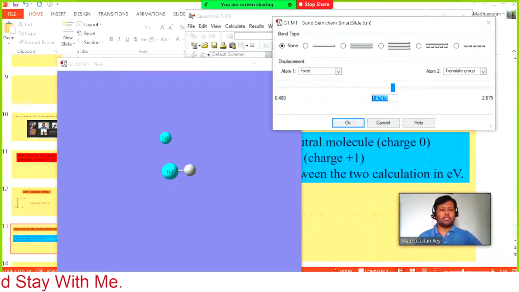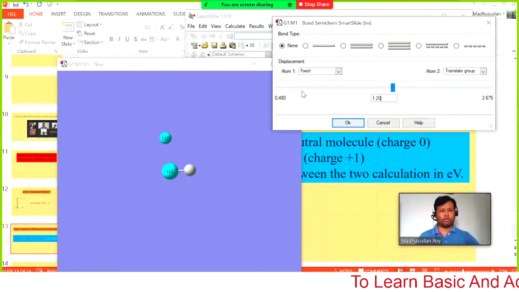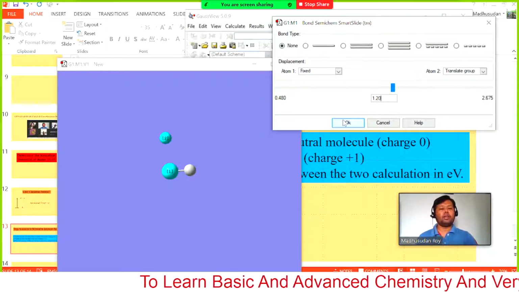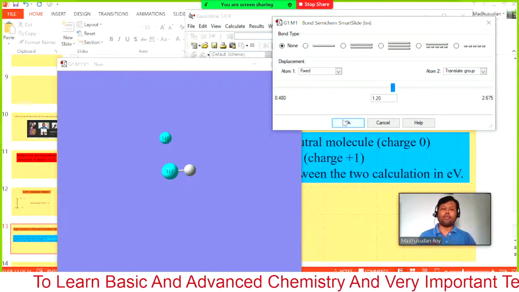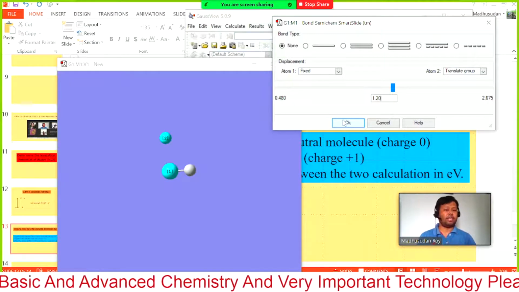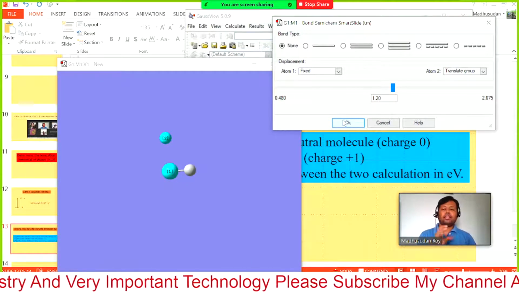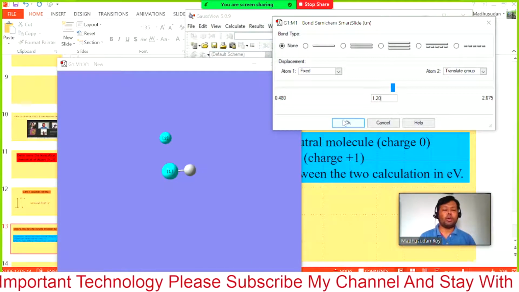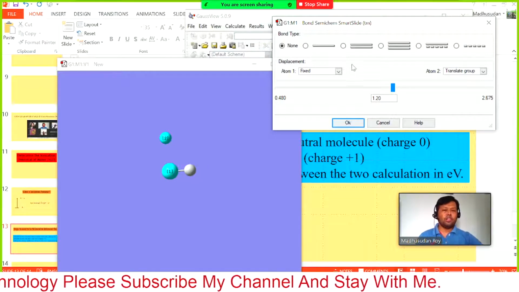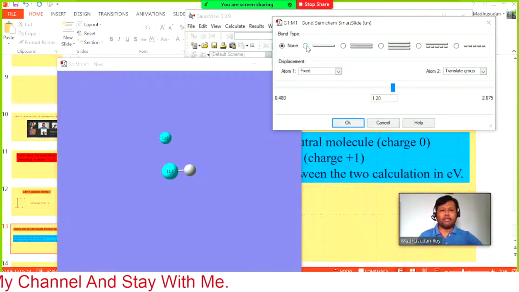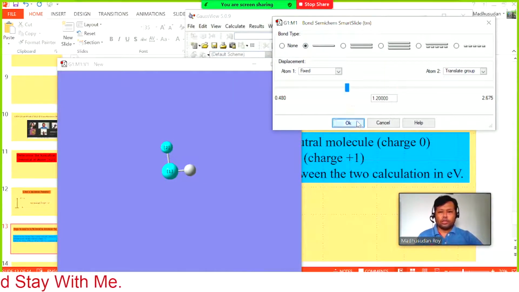So here, maybe for the previous one I gave 1.0, now I will put this one at 1.20. Actually both hydrogen and oxygen bonds should be the same, but I am giving this intentionally. That means I am pretending that I do not know what the bond length would be, but the program will do it for you. So I am giving 1.20, and bond type, single bond.